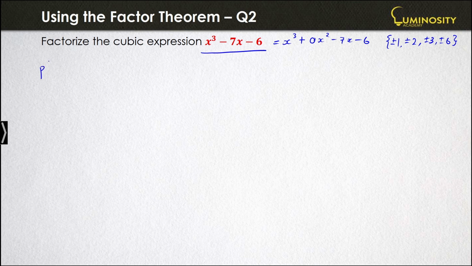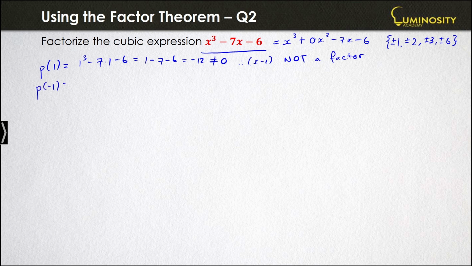So if I do p of 1, that's 1 cubed minus 7 times 1 minus 6. But that's 1 minus 7 minus 6, which is negative 12. That's not equal to 0. So therefore, we can say that x minus 1 is not a factor of that expression.